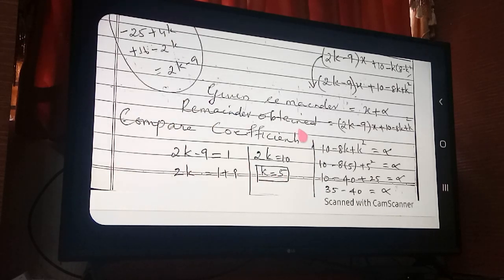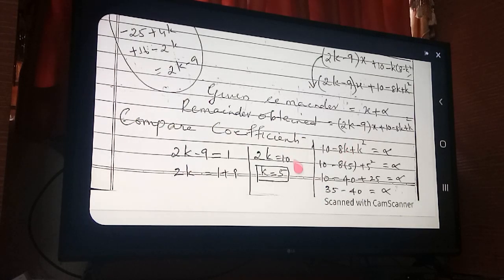And next your question is to find the value of alpha. So finding alpha, what is alpha here in this question? The constant term. And what is the constant term in this remainder? Both the remainders, I told you several times, are the same. So this constant term should be the same as this constant term. So 10 minus 8k plus k square is equal to alpha. Already knowing the value of k, how much? 5. So this k value you can apply here also.